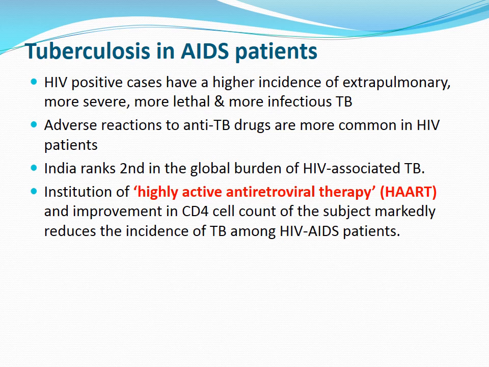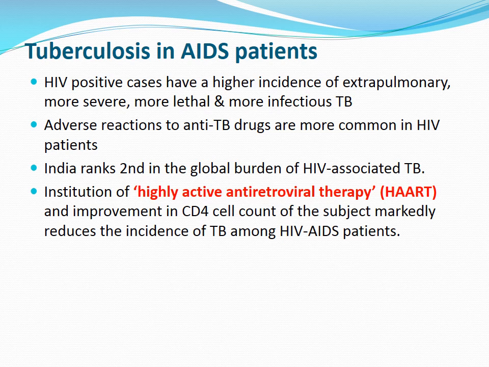So most of the HIV positive cases have a very high incidence of being co-infected with tuberculosis. And when tuberculosis occurs in an already HIV infected patient, mostly it is extrapulmonary. OK, it may be a meningeal, renal, pleural, pericardial or bone tuberculosis. It is mostly more severe, it is more lethal, there are more chances of mortality or death and it is more infectious. So we have to treat this very judiciously.